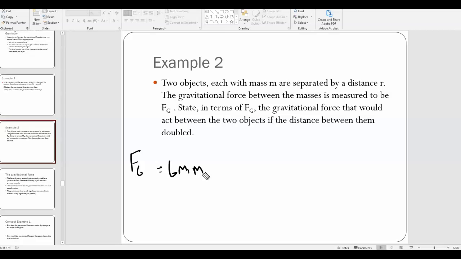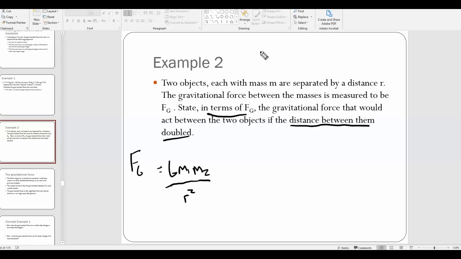By the way, this type of proportional reasoning question is also something we do in on-level physics, so it's not a super complicated type of question as long as you understand how to approach it. The question says state in terms of Fg the gravitational force that would act between the two objects if the distance between them doubled. When you have a proportional reasoning question, you're basically changing one variable and saying how another variable changes. When it says state in terms of Fg, that means our answer should be a multiple of Fg.